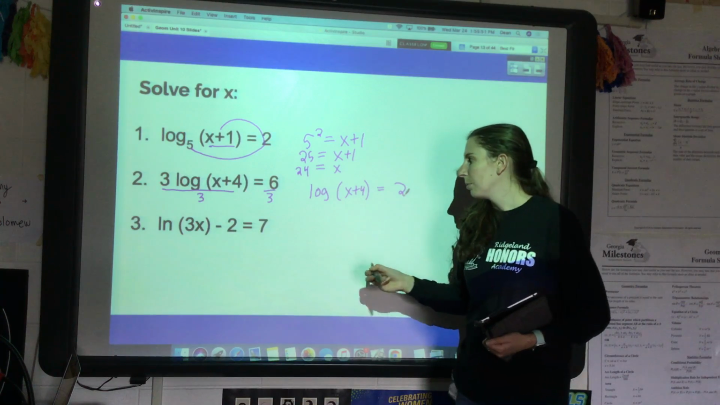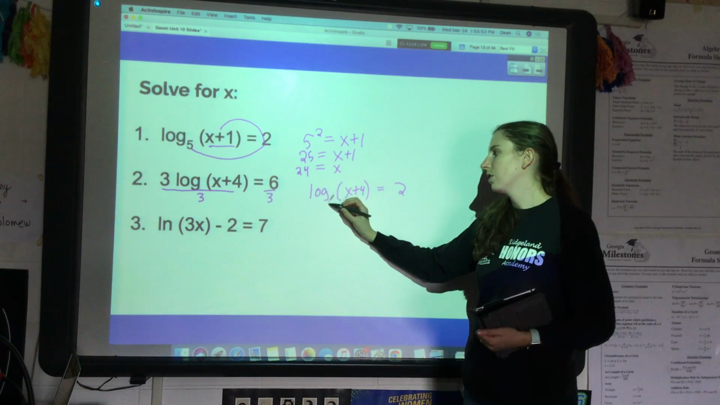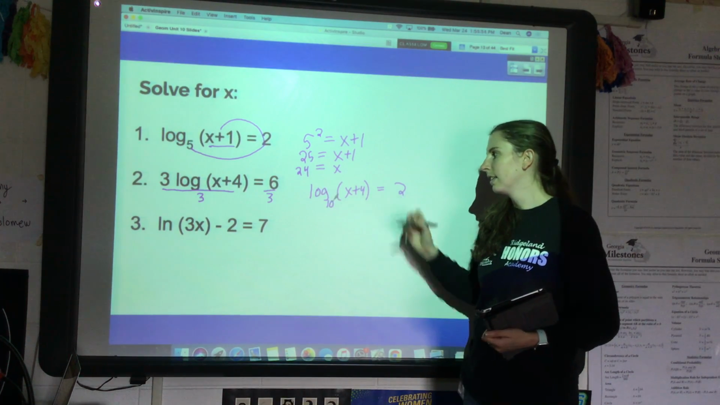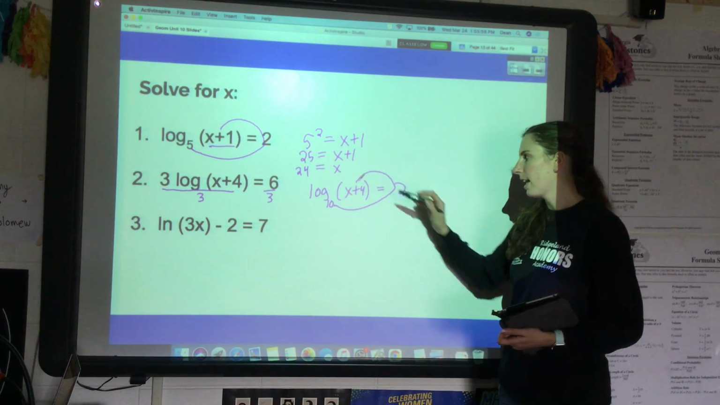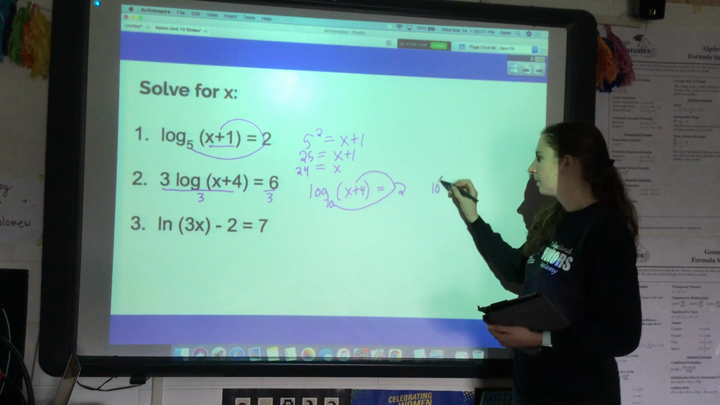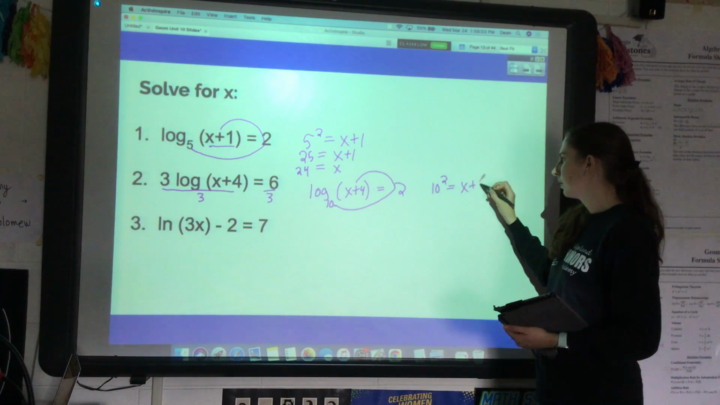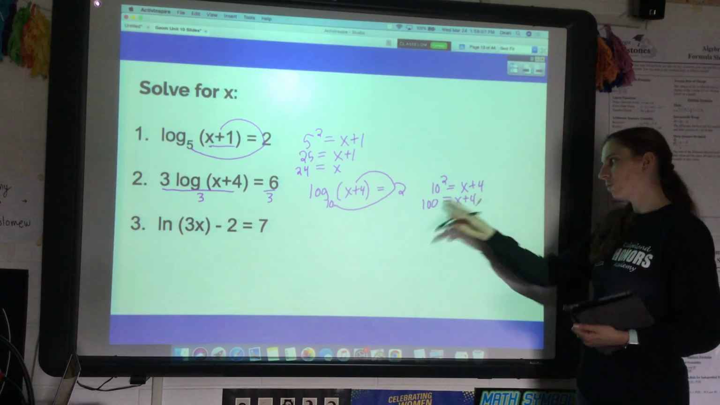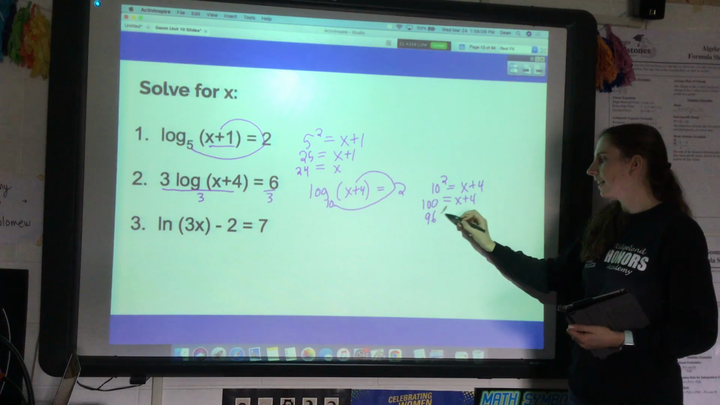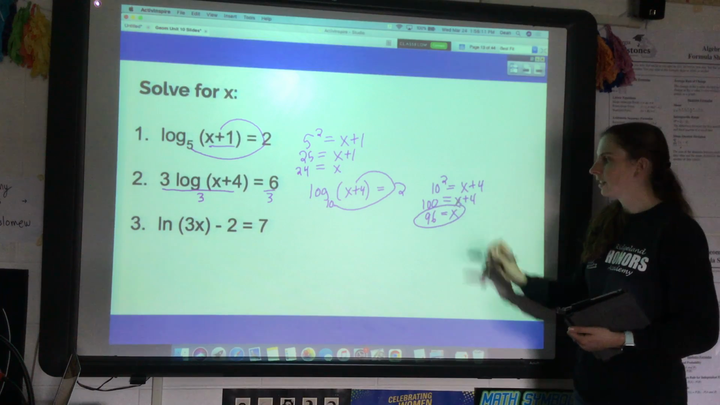All right. Remember, if there's nothing written, it's understood to be base 10. So this is going to be 10 squared equals that. So 100 equals x plus 4, subtract 4 from both sides, and you get 96. There we go.